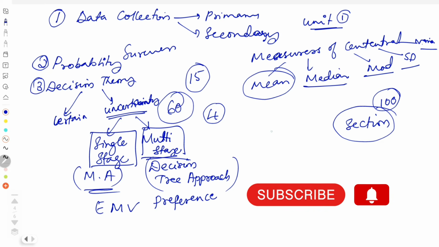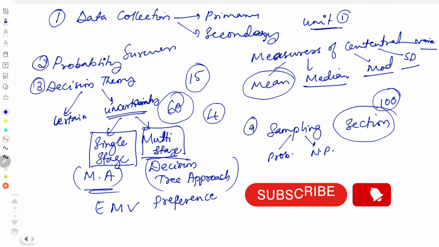Then the important one is the different sampling methods. That is, random sampling is there. In this sampling methods, that is unit number 9. Okay, unit number 9, sampling methods, we have both the probabilistic sampling methods as well as non-probability sampling methods.